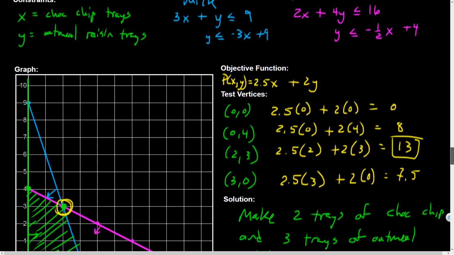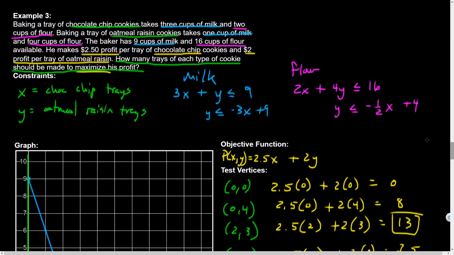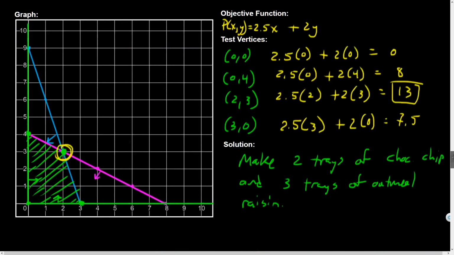So anyways, this is how to do system of equations word problems. You got to define your variables, write some inequalities, graph those things, write the objective function, find your vertices. So that's kind of the systems part. And then plug those in, figure out which one of those maximizes.